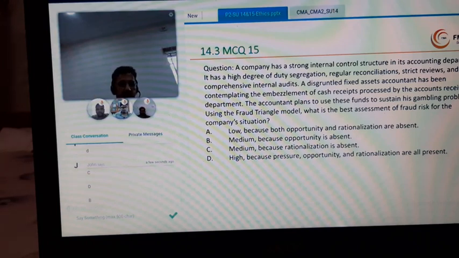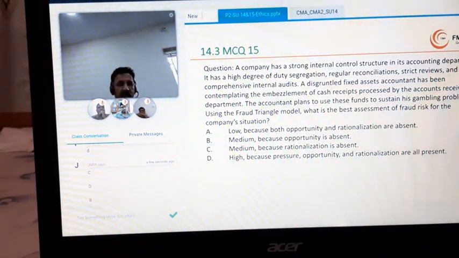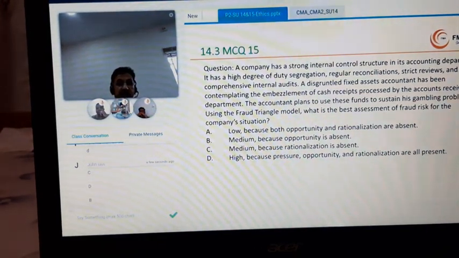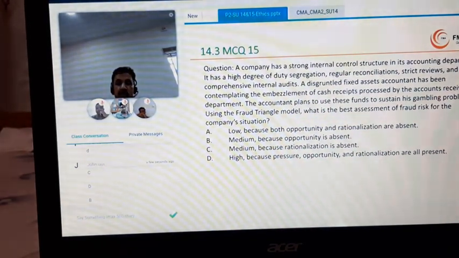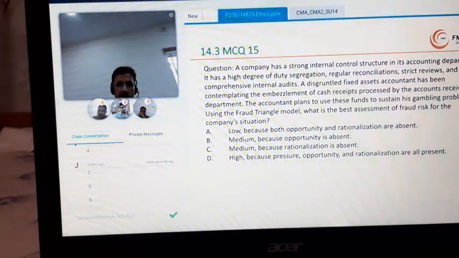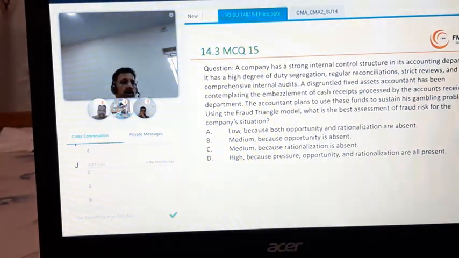You are giving medium because opportunity is absent. Okay, let's read that. A company has a strong internal control structure in its accounting department. That means opportunity is effectively plugged. It has a high degree of duty segregation, regular reconciliation, strict reviews, and comprehensive internal audit. So your internal control is really strong, and opportunity is addressed to a great extent.